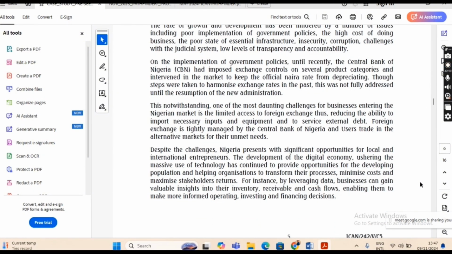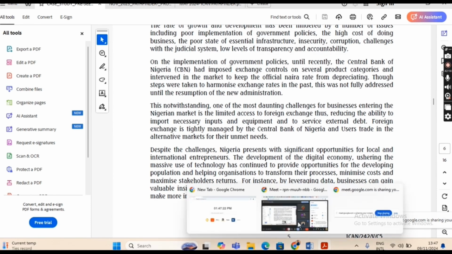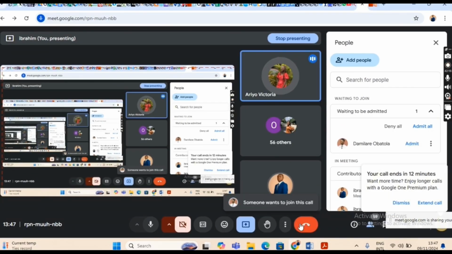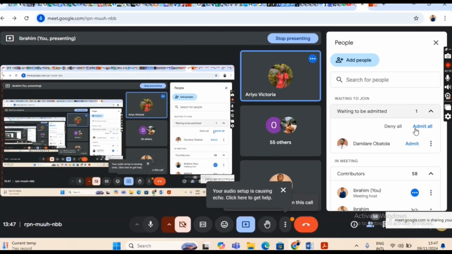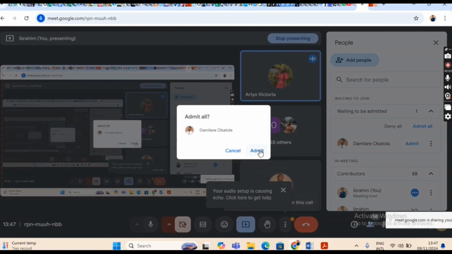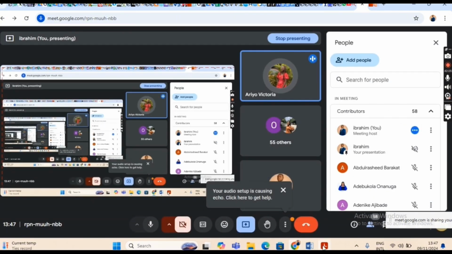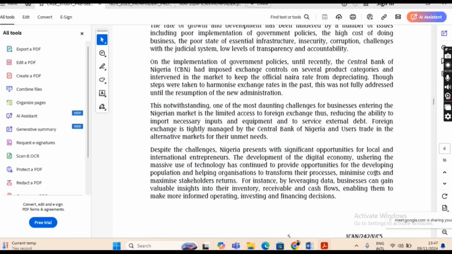This notwithstanding, one of the most daunting challenges for business entering the Nigerian market is the limited access to foreign exchange, thus reducing the ability to import necessary inputs and equipment and to service external debts. Okay, you can see that this is part of the challenge. This is another threat to the business, right?